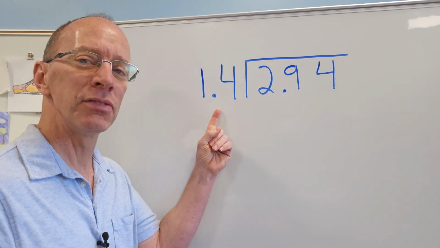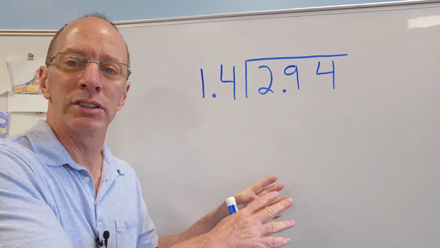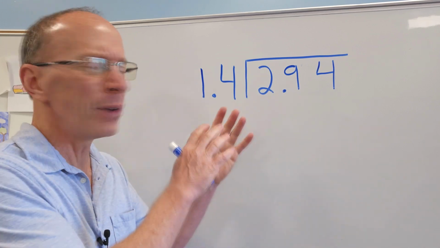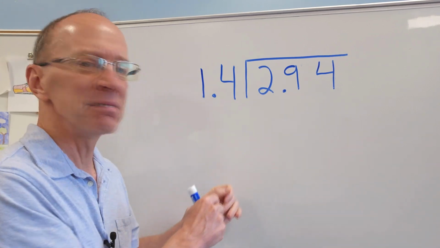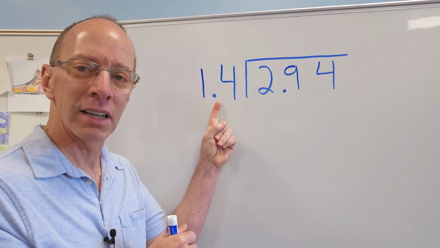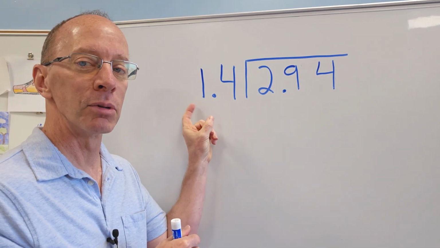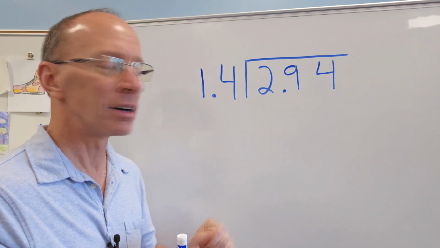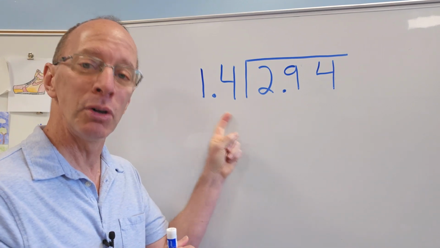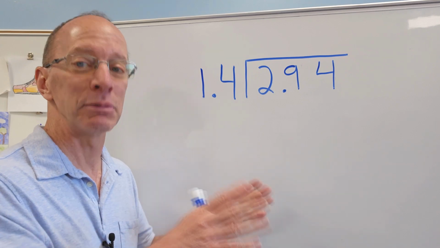When we divide with decimals, we just want to get rid of those decimals. Otherwise it's a little confusing. We want to make this simple and nice to work with. Whatever we do to this side, we have to do to this side. If I move the decimal point over here, I have to move it over there, by the exact same number of spaces.